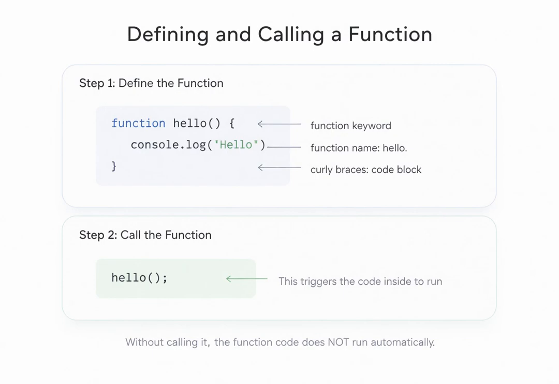Let's look at the 2 steps involved in using a function. First, you define it. You use the keyword function, give it a name, and put your code inside curly braces. Second, you call it. You write the function name followed by parentheses. That's it. The instructor makes an important point here. The code inside a function does not run automatically. It only runs when you explicitly call the function. This is different from regular code that runs line by line as soon as the file loads.